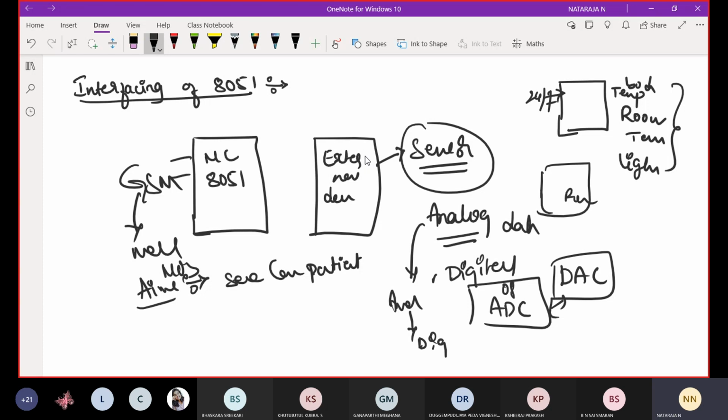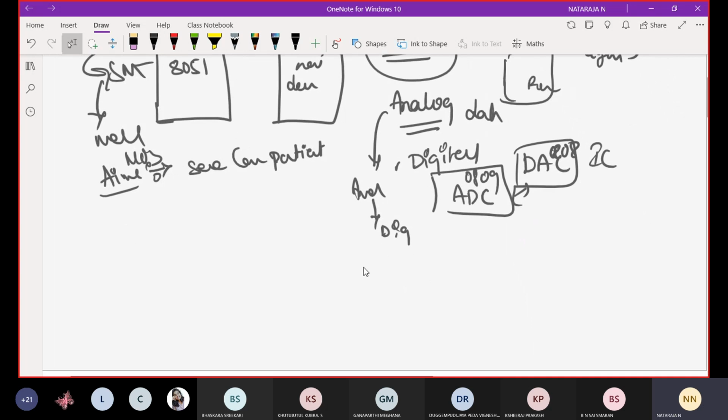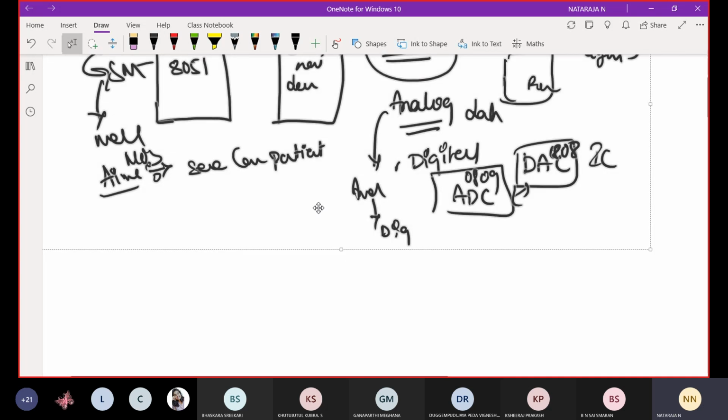For ADC, we have the 0809 IC. How exactly will it work? And for the digital to analog converter, how exactly are we going to convert digital to analog? That will be the 0808 IC. How exactly will it work? These things we need to discuss. First and foremost, the introduction to analog to digital and digital to analog converters we are going to discuss now, with respect to the block diagram.